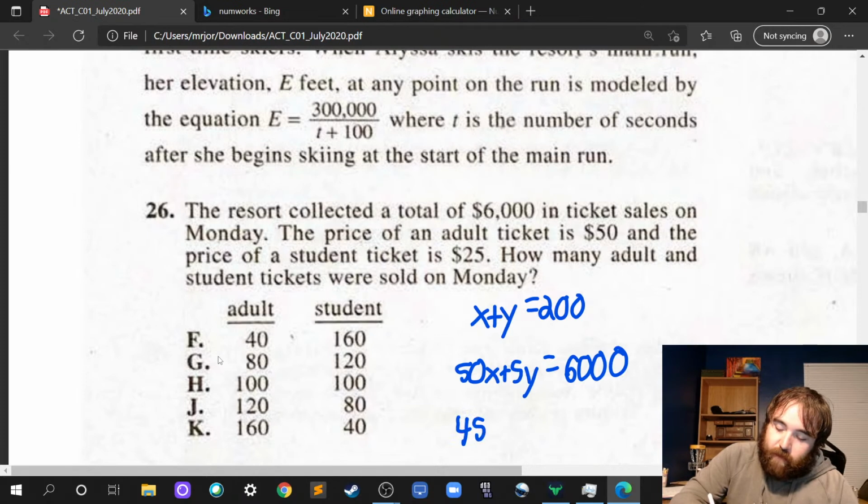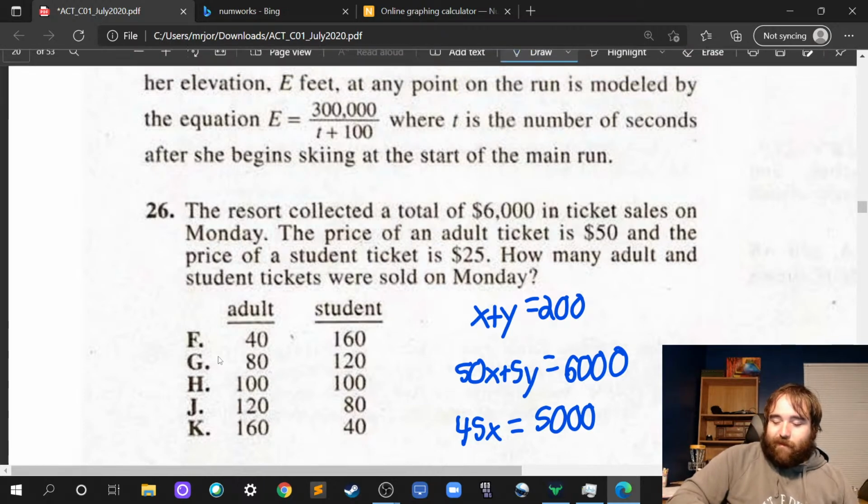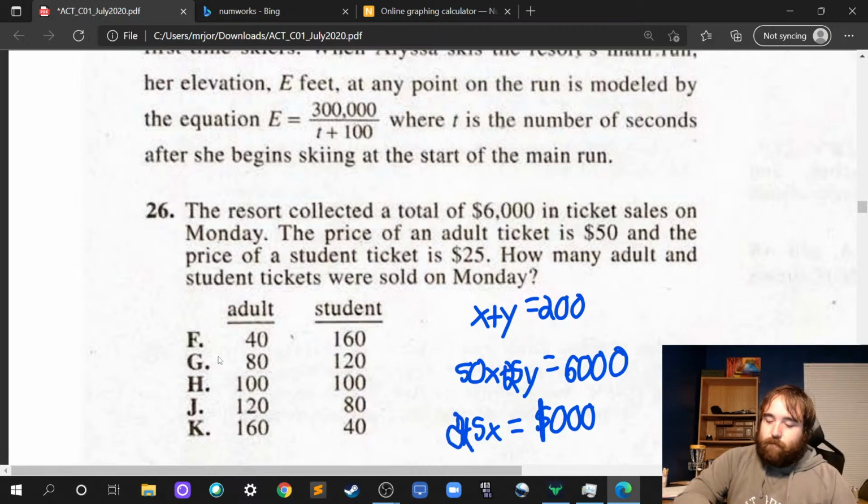So we get 45x is 5,000, which means x is 5,000 over 45, which is 1,000 over 9. That doesn't even make sense. What? This is 25, so I'm multiplying by 25. So that's actually 5,000. So this should be 1,000 over 25, which is 40. So 40 of that and 160 of that.